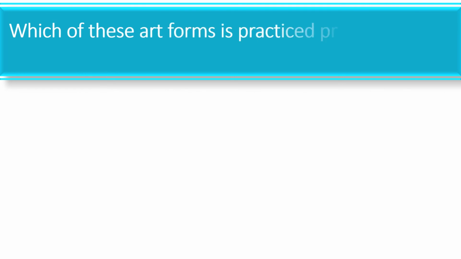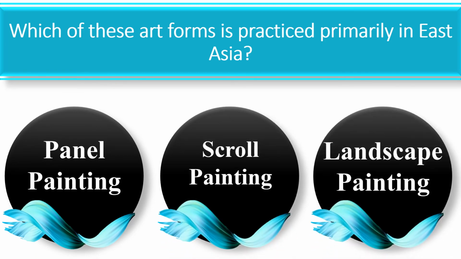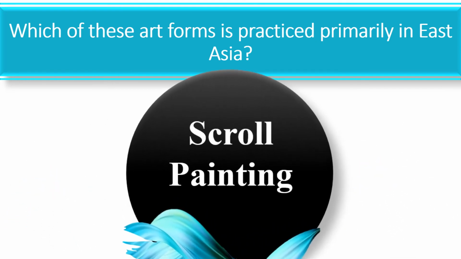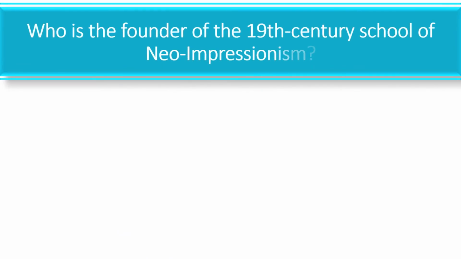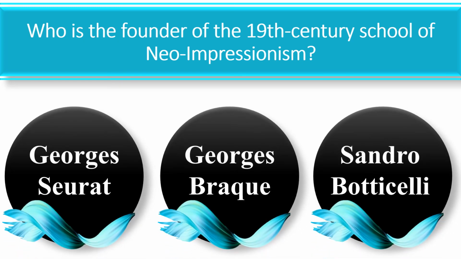Which of these art forms is practiced primarily in East Asia? Panel painting. Scroll painting. Landscape painting. Scroll painting. Who is the founder of the 19th century school of Neo-Impressionism? Georges Seurat, Georges Braque, Sandro Botticelli? Georges Seurat.